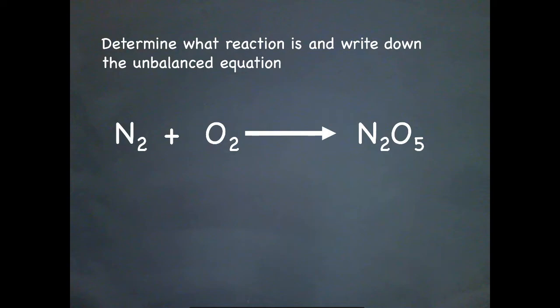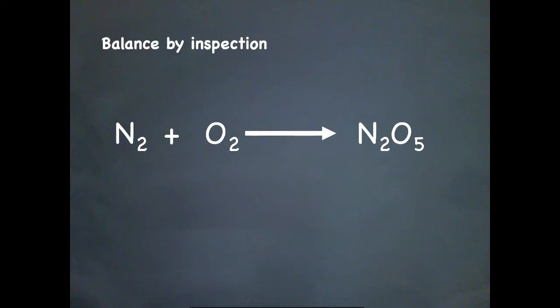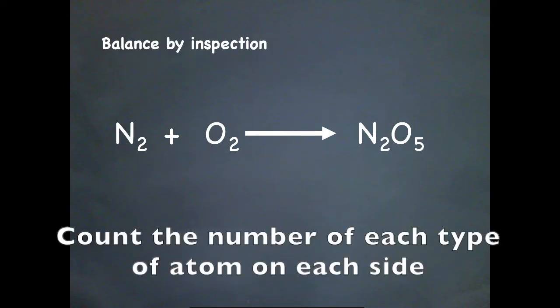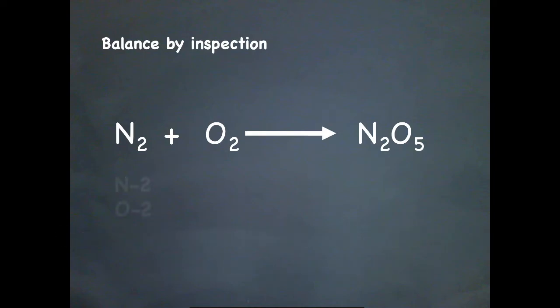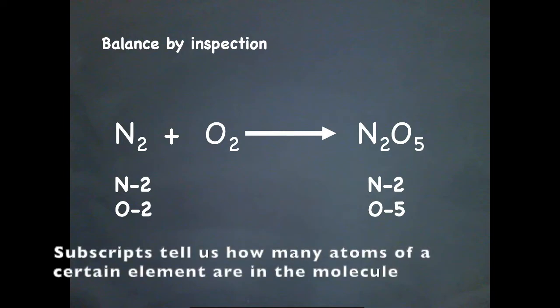Now the next thing we're going to do is balance by inspection. I'm going to start by counting the number of each type of atom on both the reactants and the product side. So on our reactant side, we have 2 nitrogens and 2 oxygens. Let's go over to the product side. We have 2 nitrogens and 5 oxygens. Remember, those subscripts tell us how many atoms of a certain element are in the molecule.